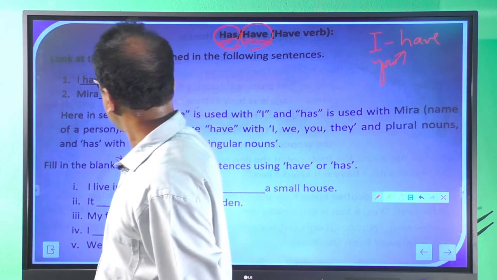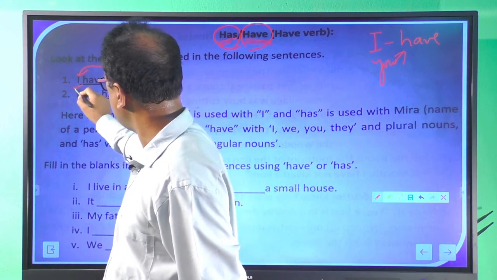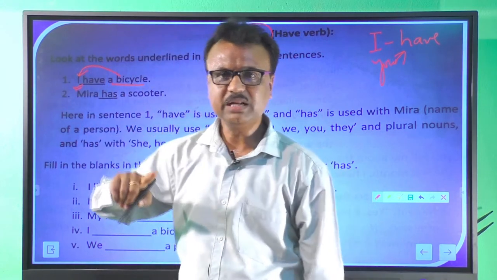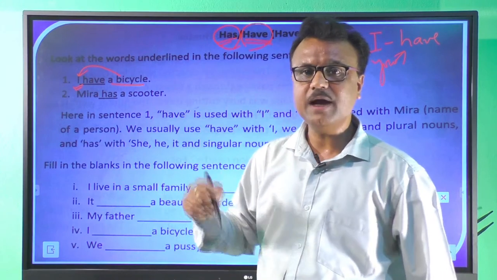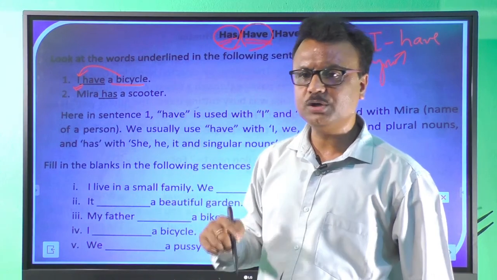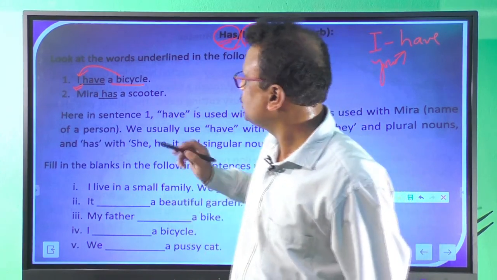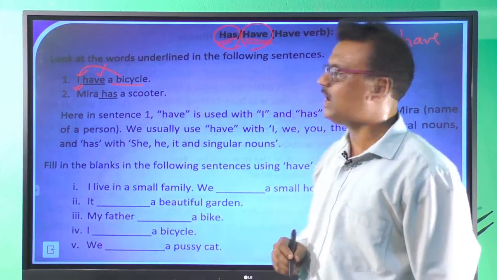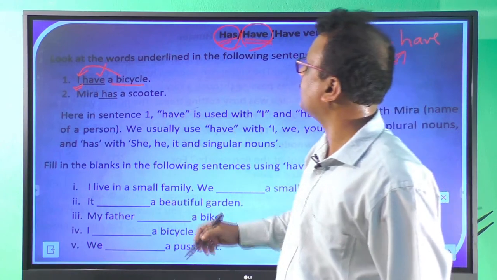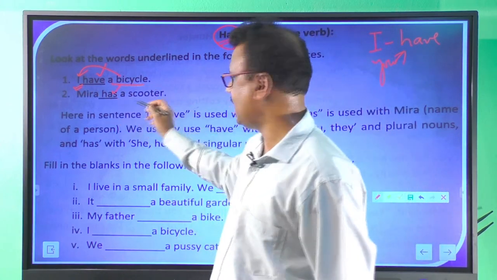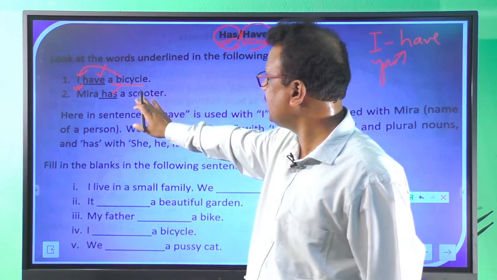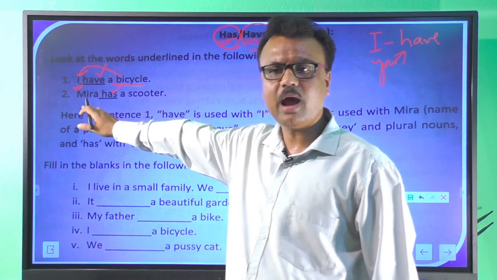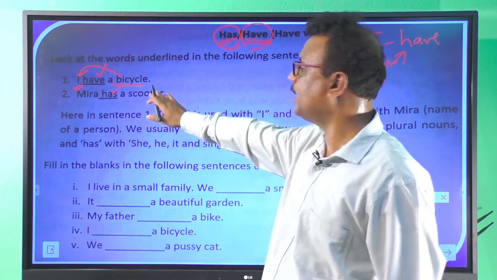Who has a bicycle? Who possesses a bicycle? I. It means the bicycle belongs to me. I am in possession of a cycle. So that's why I have. Mira is third person singular number, so it takes a singular verb, that is has. Mira has a scooter. It means a scooter belongs to Mira, or Mira is in possession of a scooter.